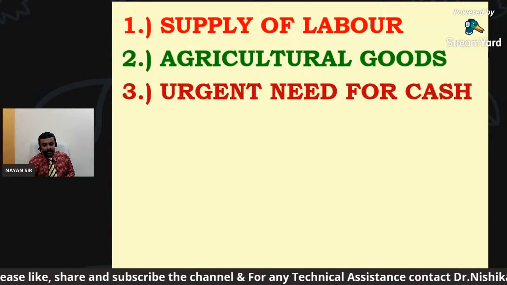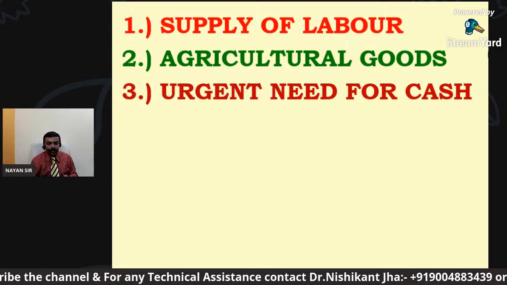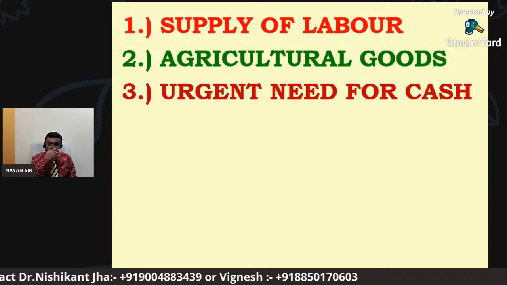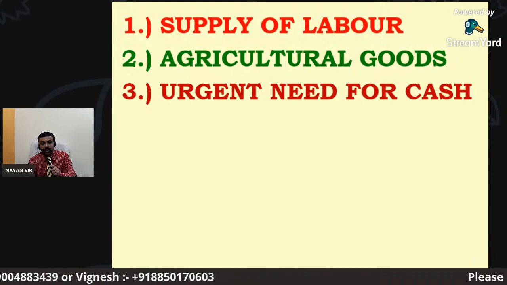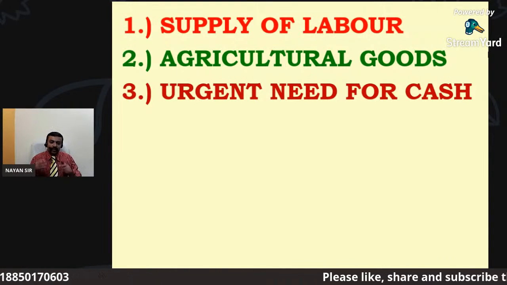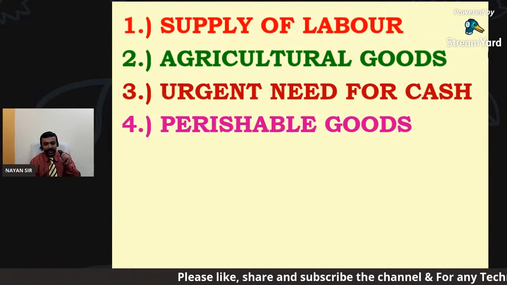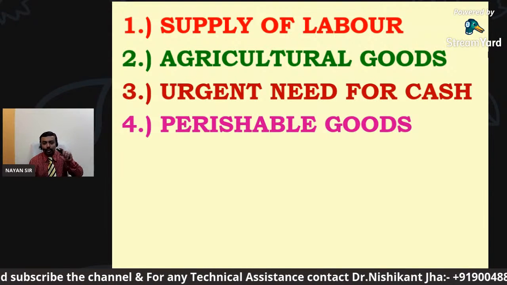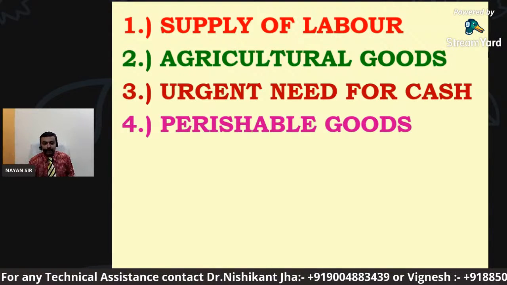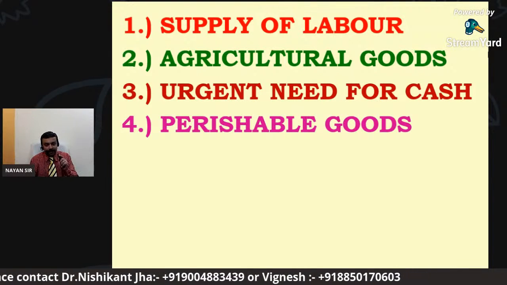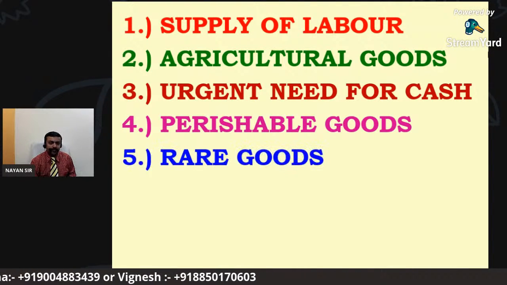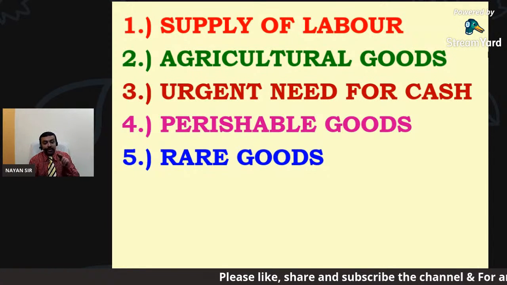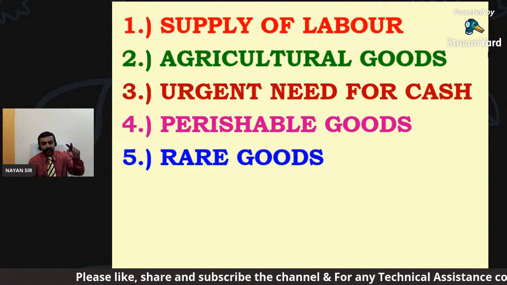We have already seen all of these together; each point we are focusing on a little bit more. If the seller is in urgent need of hard cash, that seller may sell the products even below the market price. The fourth point is perishable goods. In the case of perishable goods, the supplier would offer to sell more quantities at lower prices to avoid losses, for example vegetables, eggs, etc. The fifth point is rare goods. The supply of rare goods cannot be increased or decreased according to demand. Even if the price rises, supply remains unchanged.